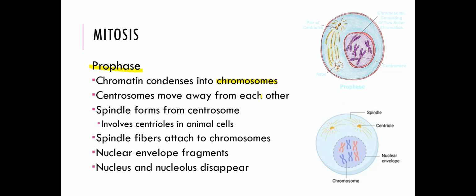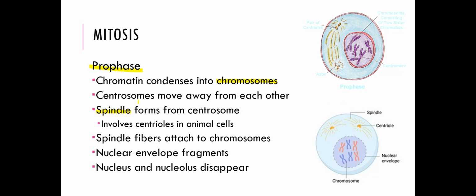Now, the second main event is we're going to get the spindle, okay? Now, the spindle is just a network of proteins. It comes from the centrosome within the cells. In animals, this involves those additional centrioles, but the spindle is essentially going to be these protein fibers that connect to the chromosomes and pull them apart. There are also going to be some protein fibers that help the cell to elongate and kind of aid in that movement of the chromosomes.